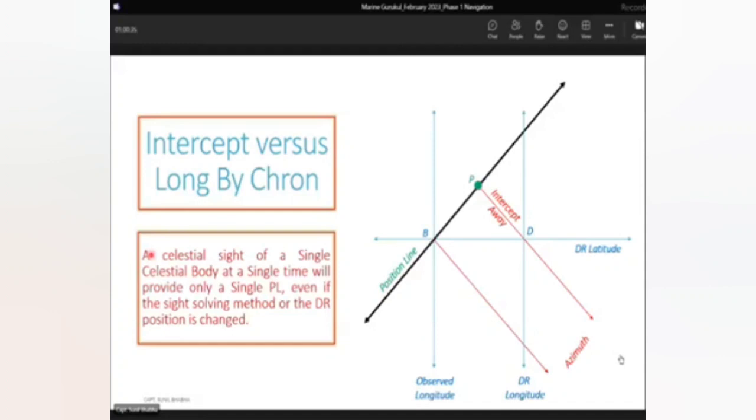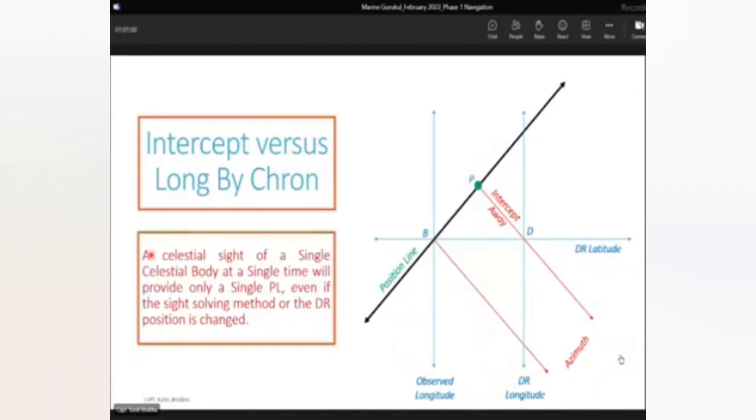Now, in that case, if we have only one single celestial body and you want to obtain two PLs, the only option is to stagger the observation. You take one observation at a particular time, wait for some time for the body to move, and then after some time you take another observation. That is known as a staggered observation, and you will get two different PLs. But at a single time from a single body, we can obtain only a single PL, irrespective of the method which we use.